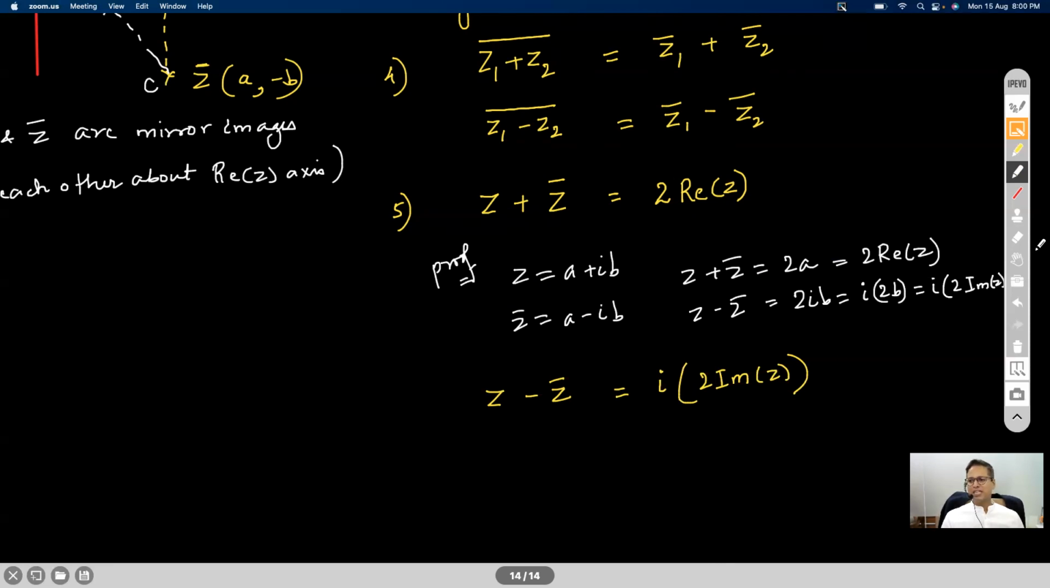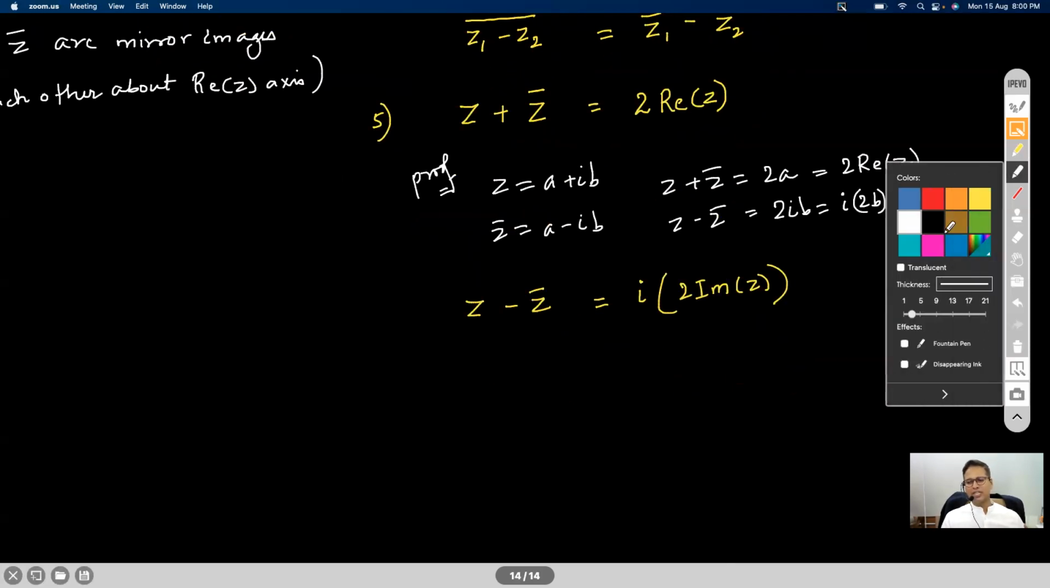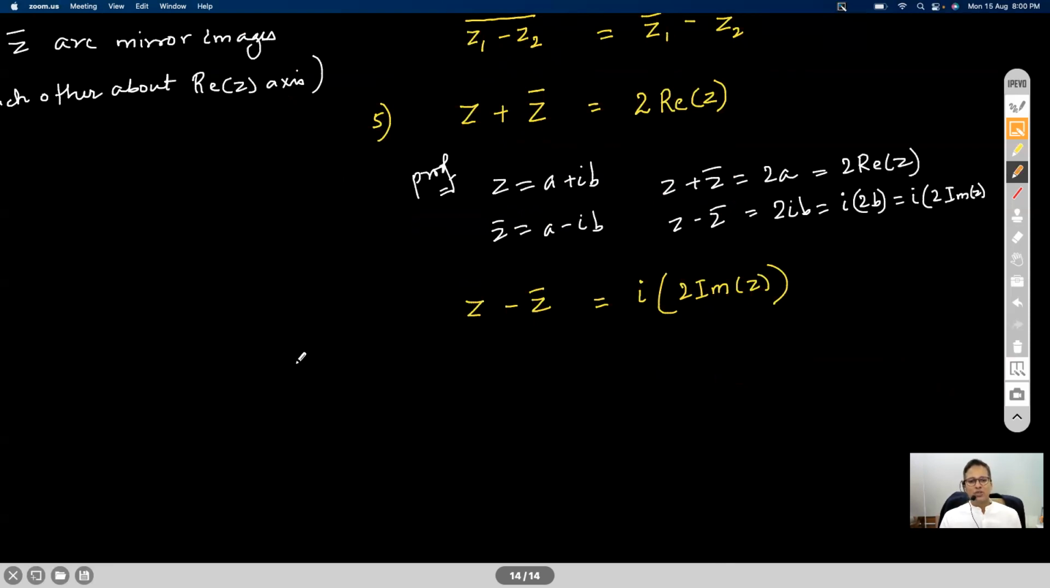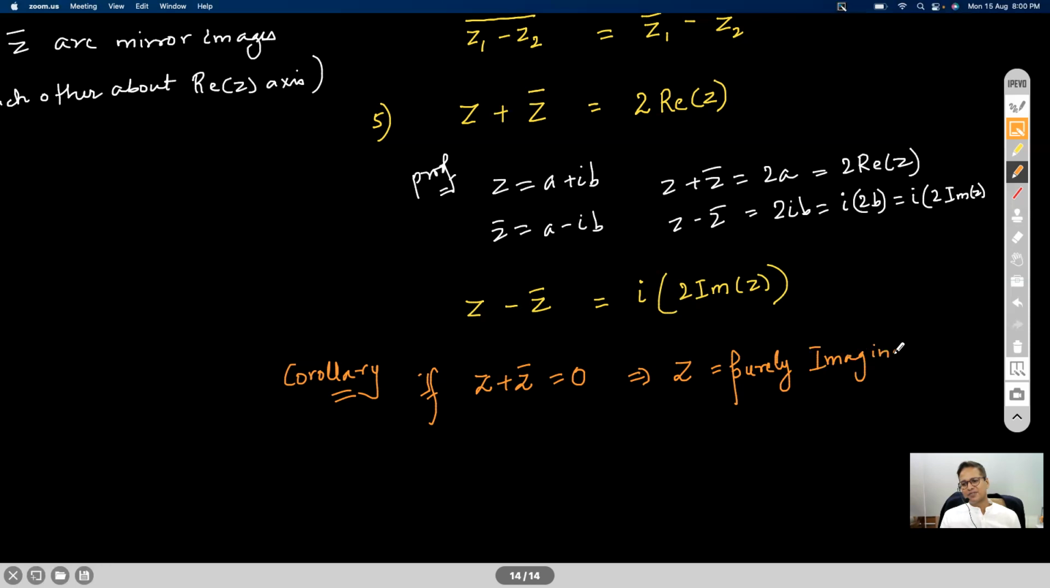Now, on the basis of this property, there are corollaries of this. Corollary means a very obvious extension of this. So the corollary is, if z plus z conjugate is 0, it means z is a purely imaginary complex number. It comes from the fifth property itself, because if this is 0, the real part is 0. That means z doesn't have a real part, so it becomes a purely imaginary number.